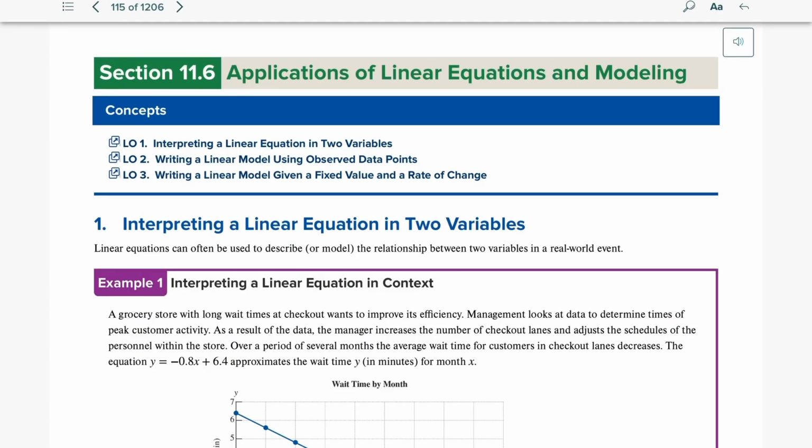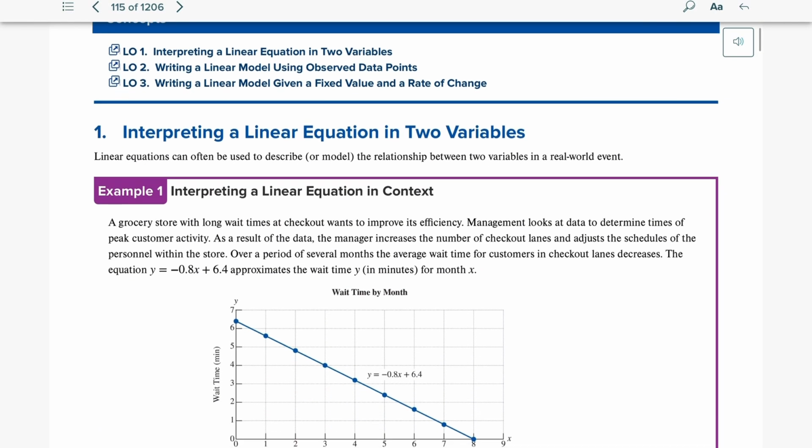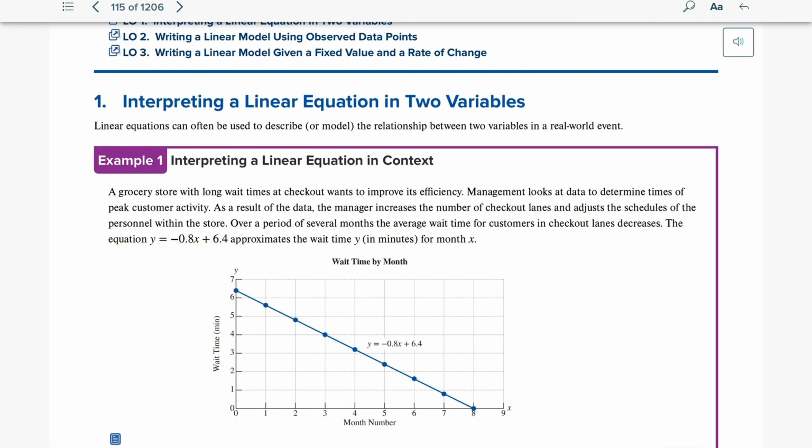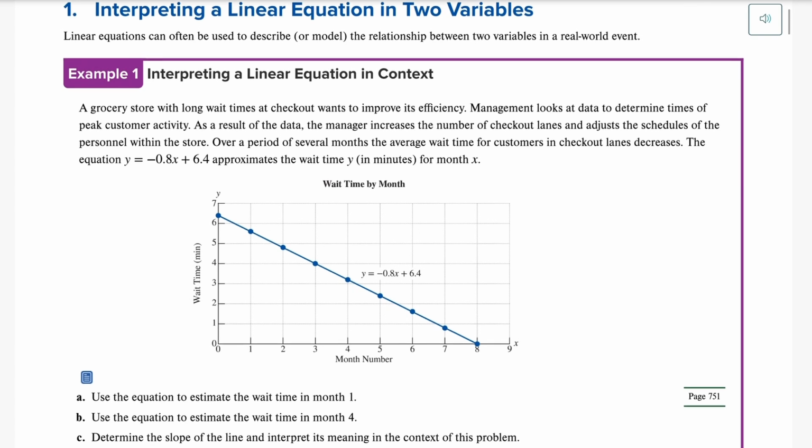So for this section, 11.6, applications of linear equations and modeling, again, just use your book. It has really nice graphics, examples. These do match the PowerPoint, so if they look familiar from your PowerPoints, that's why. Okay, so remember that when we are talking about linear functions, we are talking about things that usually happen over time.